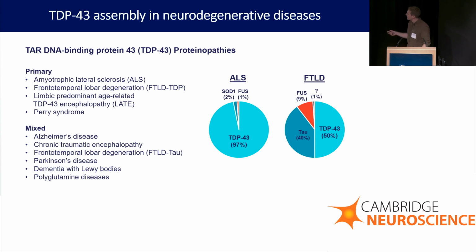They also underlie a quite recently described disease entity, limbic-predominant age-related TDP-43 encephalopathy, or LATE, which is aptly named because this is thought to be a clinical mimic of late-onset Alzheimer's disease, where instead of tau and beta amyloid driving the disease, we have TDP-43 assembly.